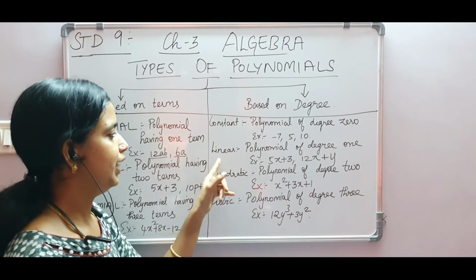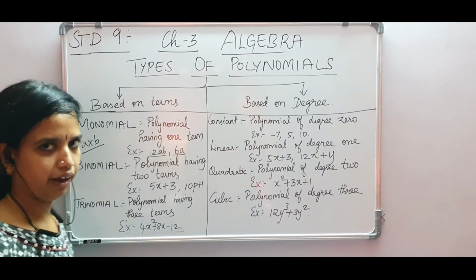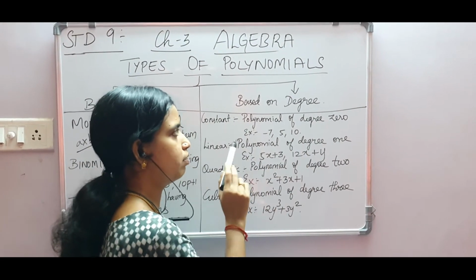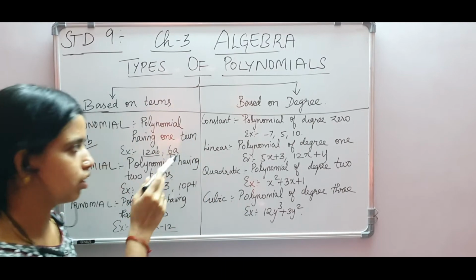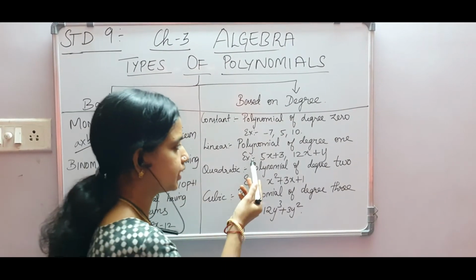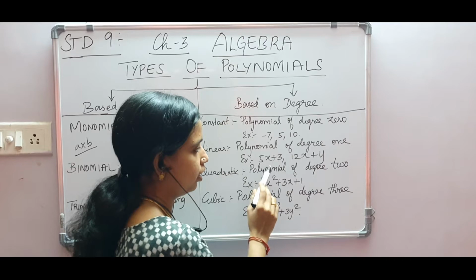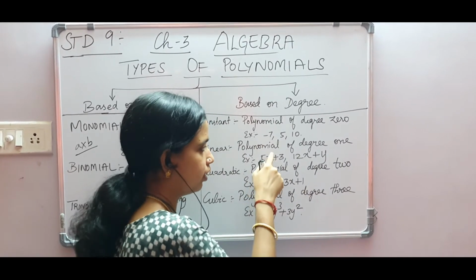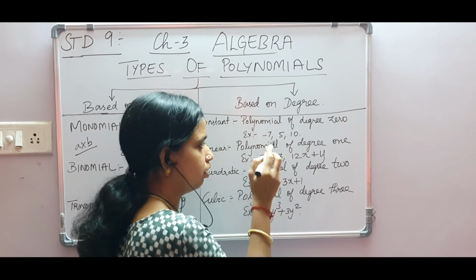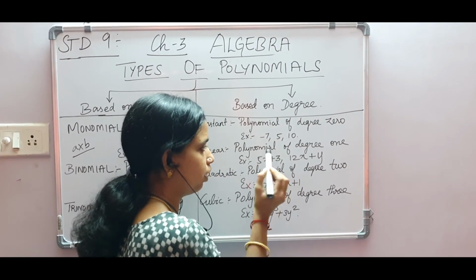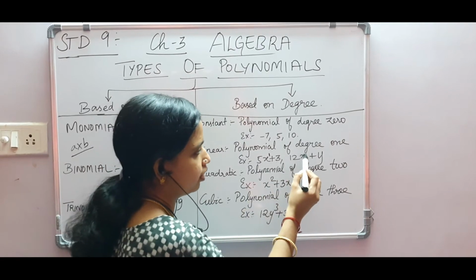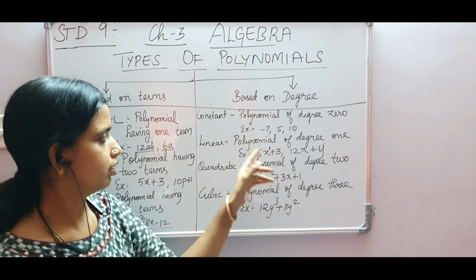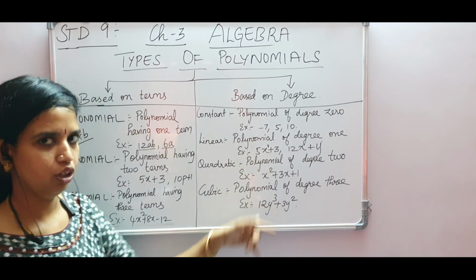And what do you mean by linear? Similarly, polynomial of degree 1 means you can say that those types of polynomial are called linear polynomial. See this example, 5x plus 3. Here you are having two terms, but the variable term is only 1. And the degree for this term, if nothing is written, you have to consider 1, right? So if you are having degree 1, you can say that this polynomial is a linear polynomial.